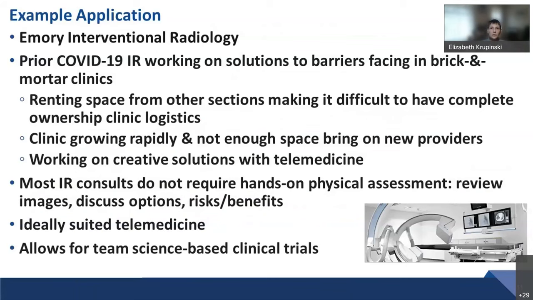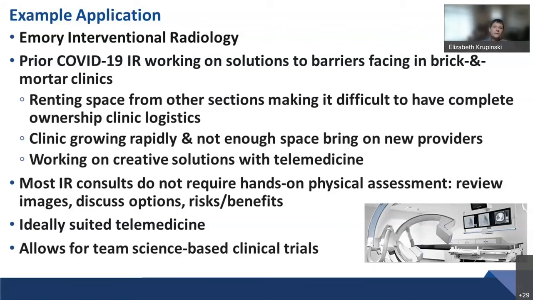Now, prior to COVID-19, our team was working on a lot of solutions to the barriers that were facing our brick and mortar interventional radiology clinics. We were renting space from other sections, ownership of the clinic, we had some logistics, we were growing very rapidly, there wasn't a lot of space to bring on providers. So they were working on very creative solutions that incorporated telemedicine.